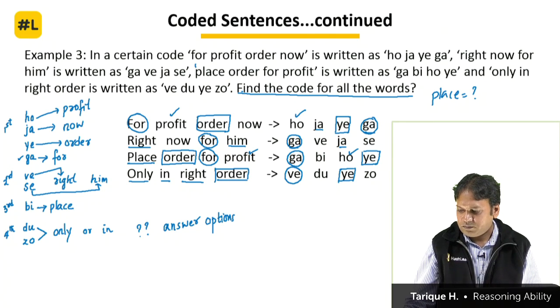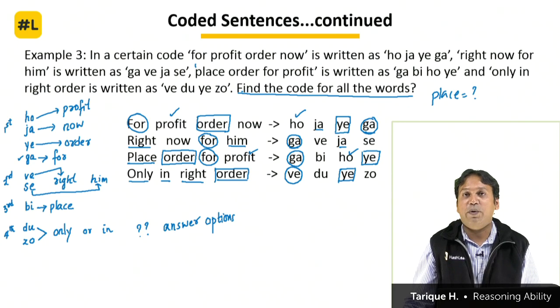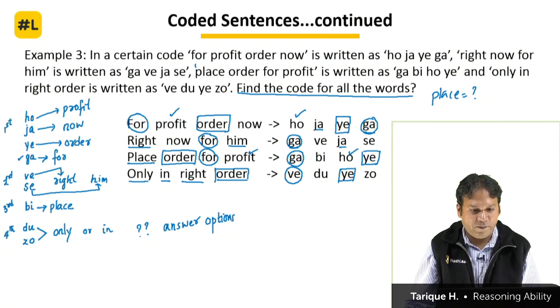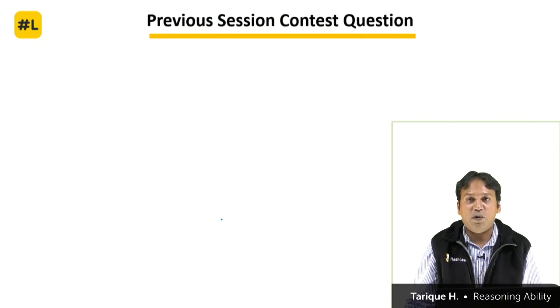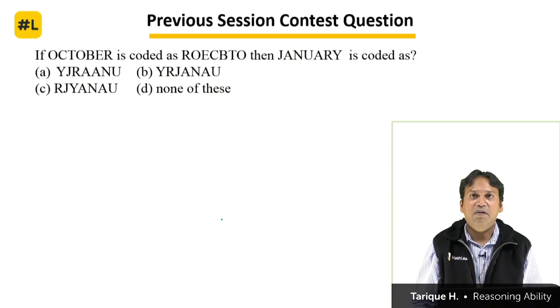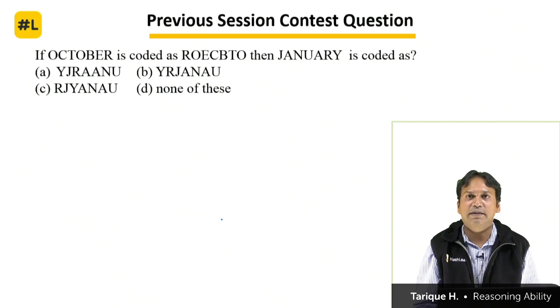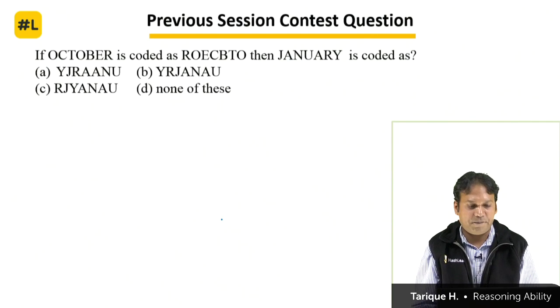Now let's see the contest question from the previous session that almost all of you got wrong. So what was the contest question and why did you get it wrong? It was a basic swapping question. There was nothing difficult in this question, basic swapping. Just look at the letters and the words, I am sure you can find the answer.